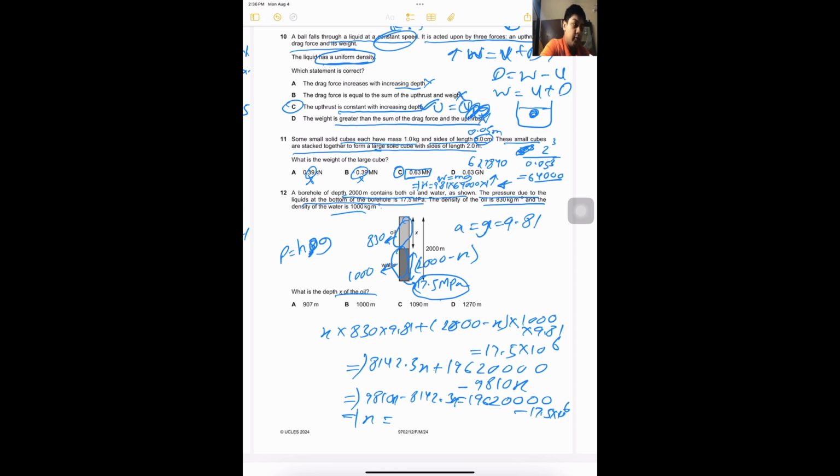9810 minus 8142.3, this is equal to... one minute, I placed a value wrong. Yes, the answer is 1270.5, which is near about 1270 meters. So answer should be D.